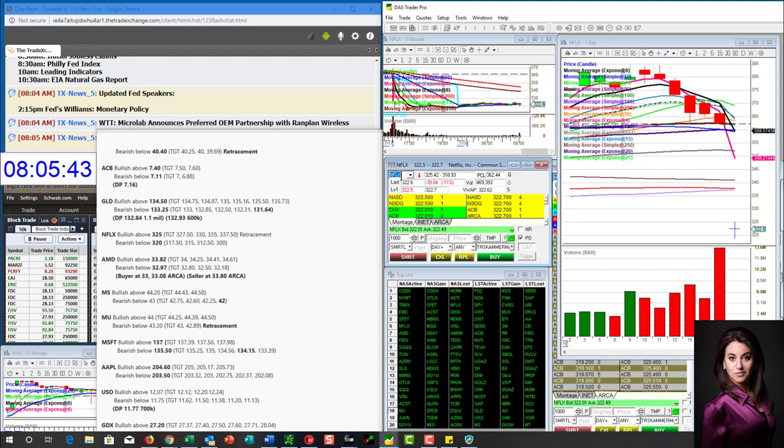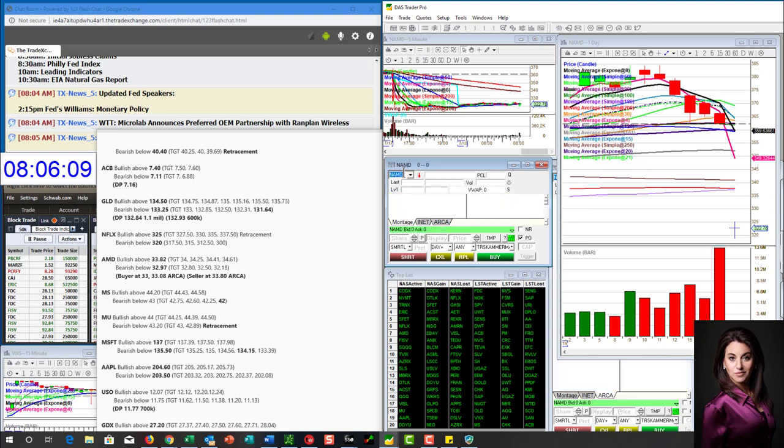Let's see Netflix. Netflix, we're going to be bullish above 325. That's a key level. Yep. You can see these $5 increments are what we need to watch. We're going to be bullish above 325 for a retracement trade, and we're going to be bearish below 320 all the way down to 300 for Netflix.